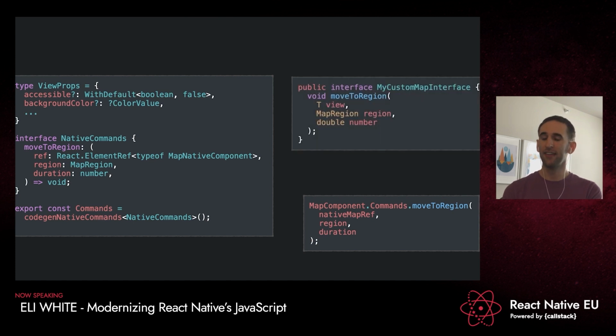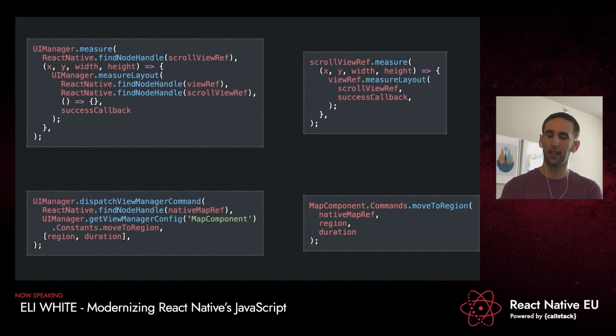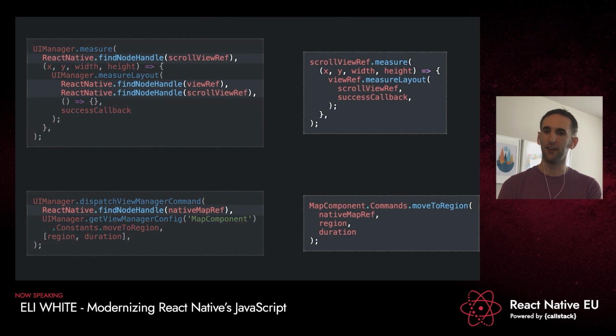This spec also generates the native interface for this command, again ensuring that the type that you write in JavaScript is consistent between the types that your code is being type checked against and the native code that is being compiled against. So let's go back to our original code, our UI manager calls and the new APIs as well.